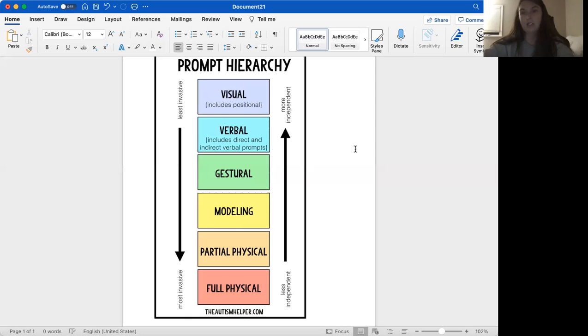Each client is going to be all different. So it really depends on what the skill is, what the client skills are, but it's extremely important for teaching a new skill to know prompts, the prompt hierarchy in the field of ABA.